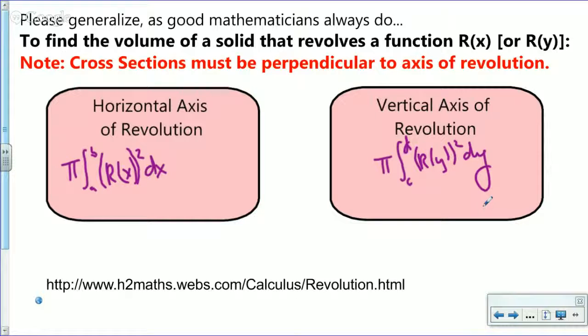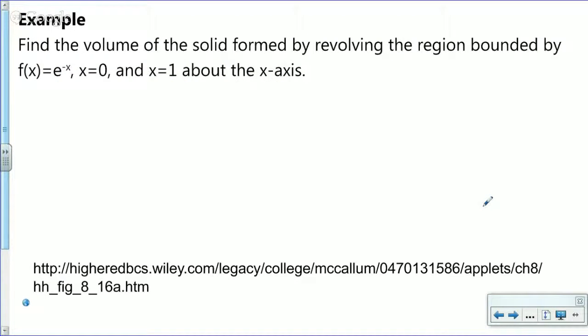All right, let's try a couple more examples. We're just going to set up, and then we'll do the first one from your homework all the way through. Okay, find the volume of the solid formed by revolving the region bounded by f of x equals e to the negative x, x equals 0, and x equals 1 about the x-axis. All right, well, e to the x, the exponential function grows really, really fast, right? And it looks like that.